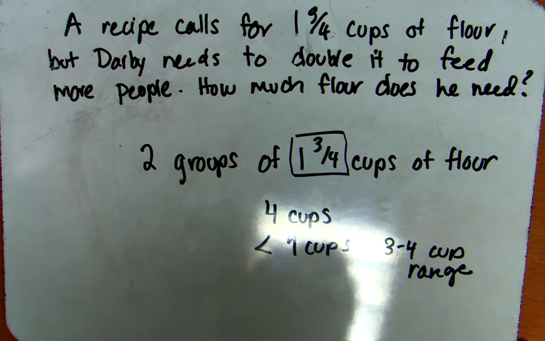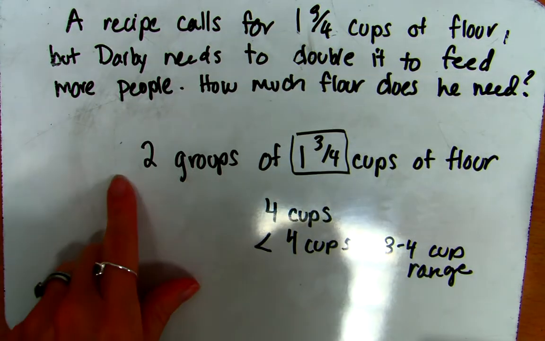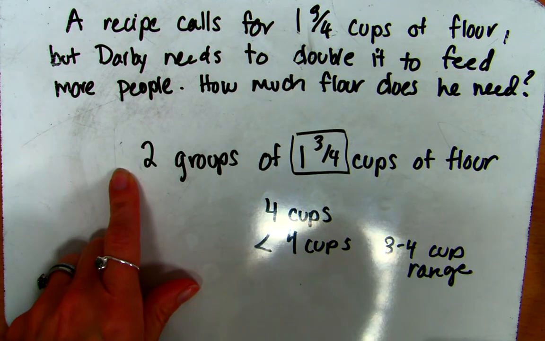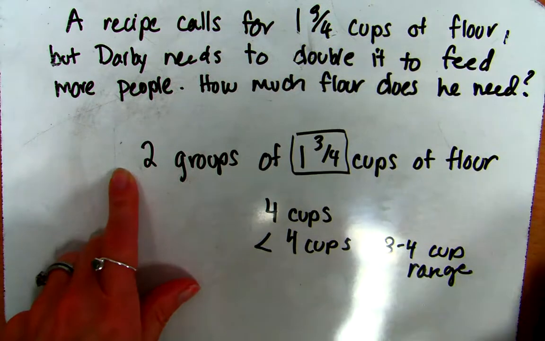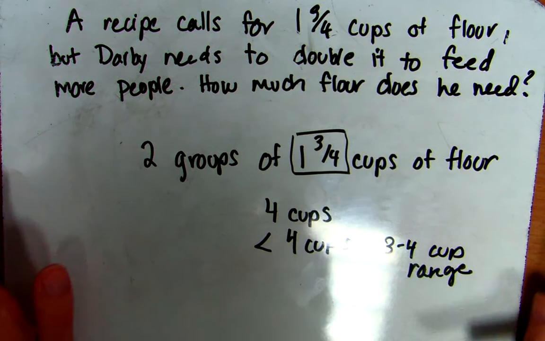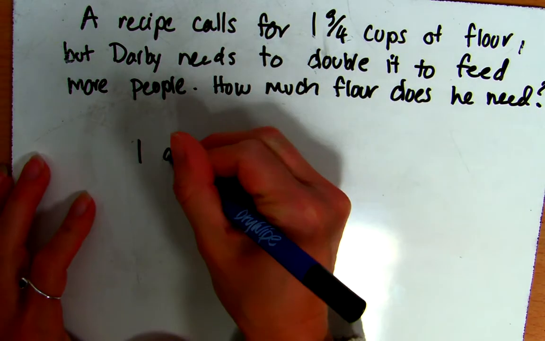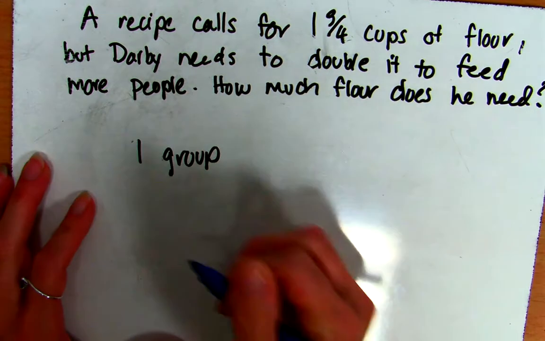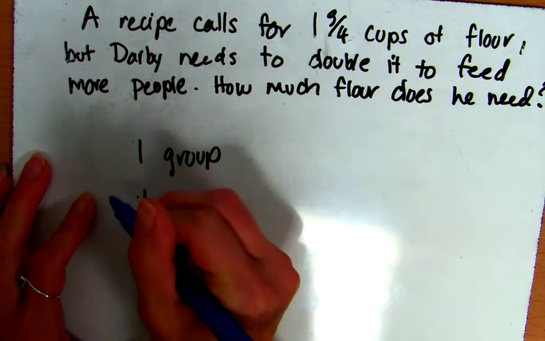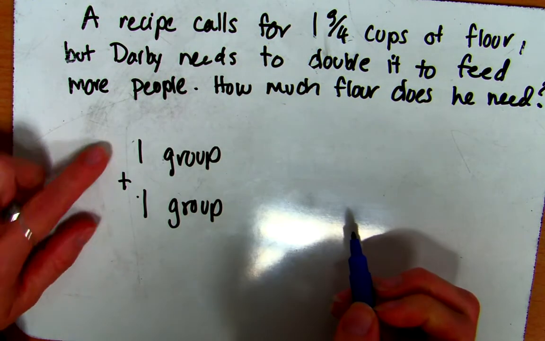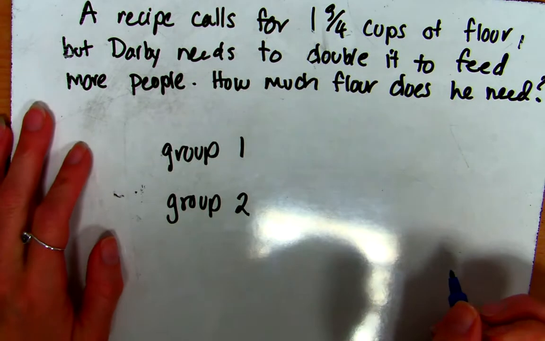So what do we do when we actually want to solve this problem with a model? Well, we've got all the information we need right here. We need 2 groups of 1 3/4 cups of flour. And so, let's see what that looks like. Let's start by building one group. So we need one group of 1 3/4 cups, and then we need another group. So one group and one makes 2 groups. You can either list this as one group and then another group, or you could say group 1 and then group 2. That might make more sense.